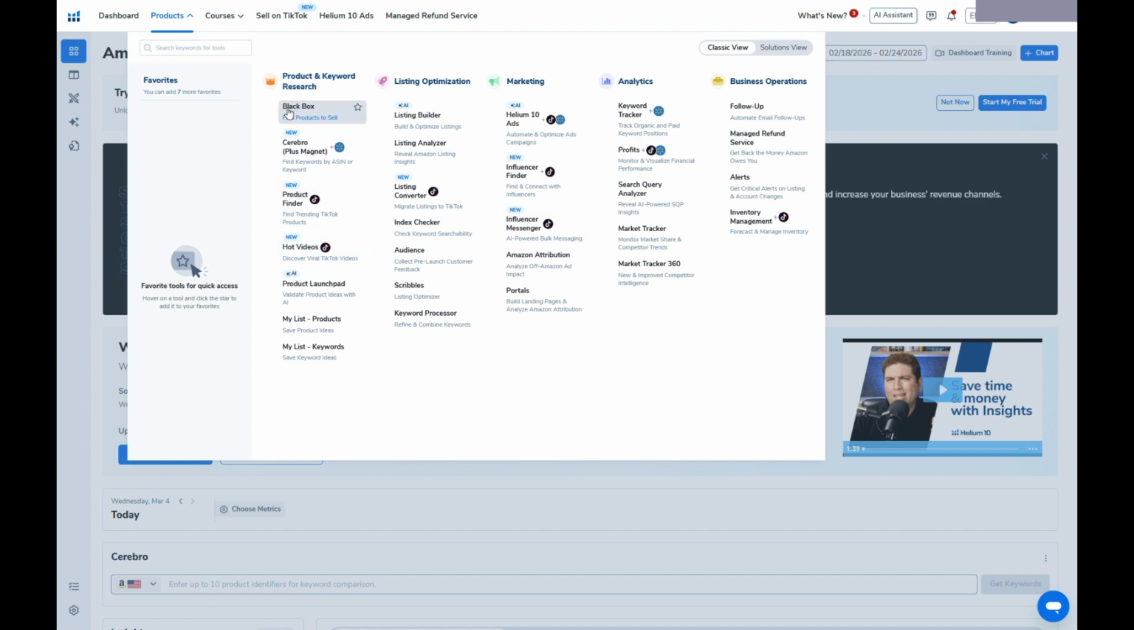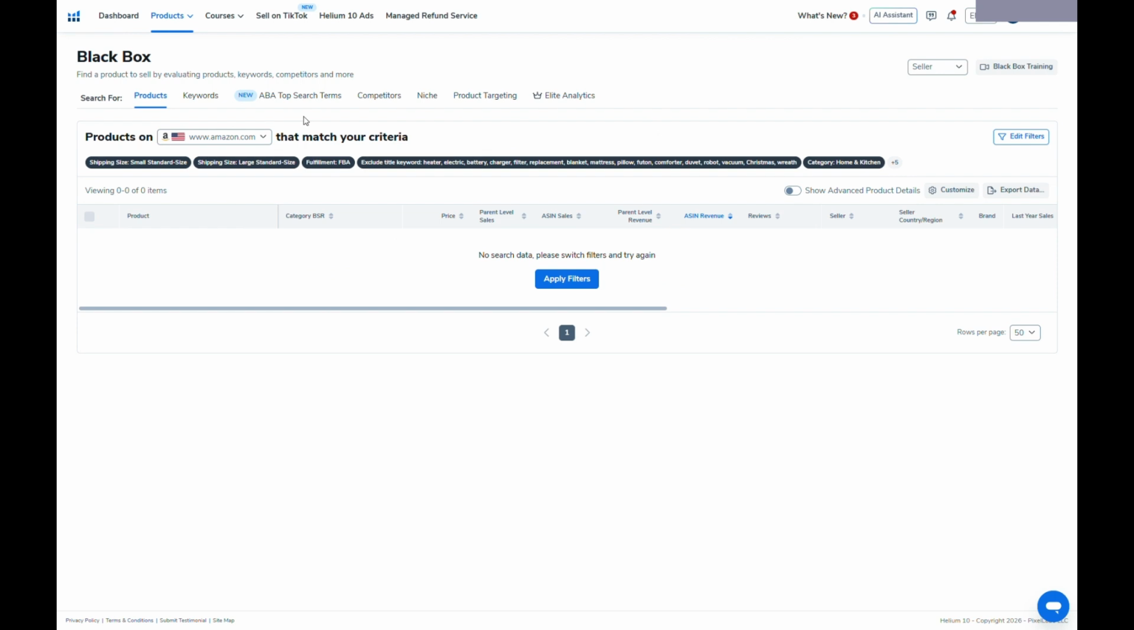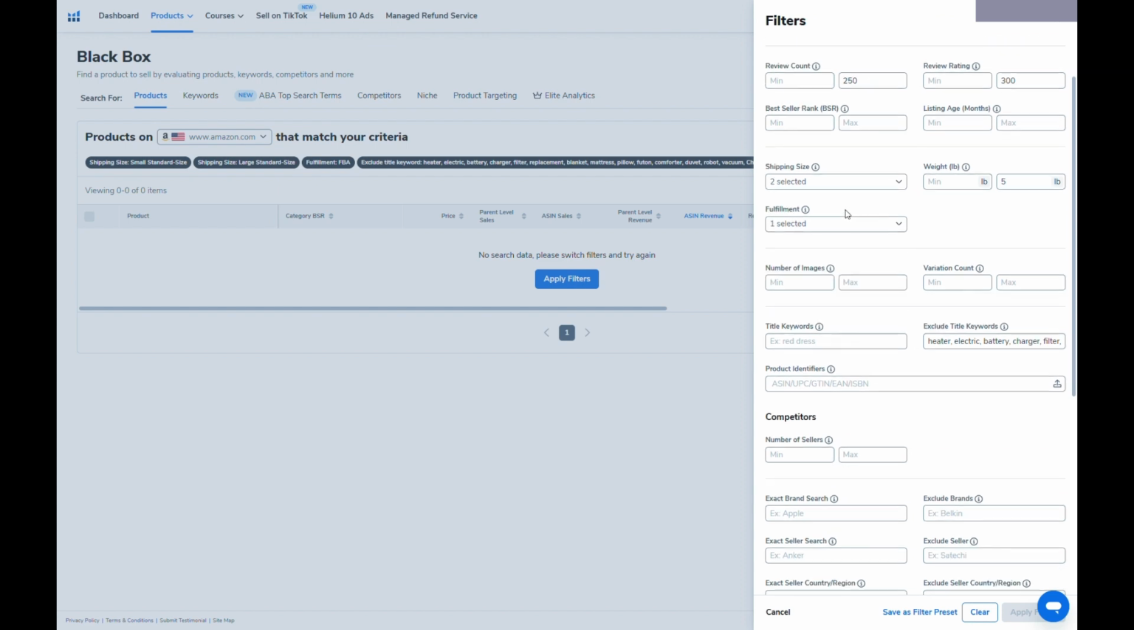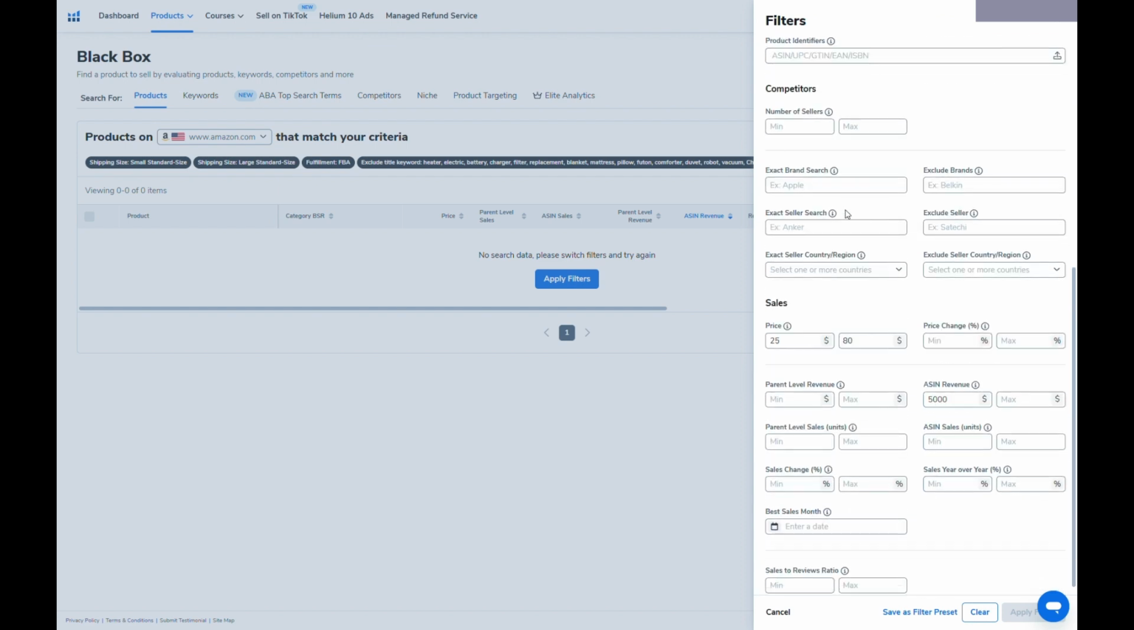Step 1. Generating product ideas with Helium 10. The first tool we're going to use is Helium 10, and inside it a feature called Black Box. Black Box is basically a product search engine within Amazon that allows you to filter millions of listings using different criteria. Instead of looking at random products, what we do is apply filters so the tool shows us products that already meet certain interesting conditions.